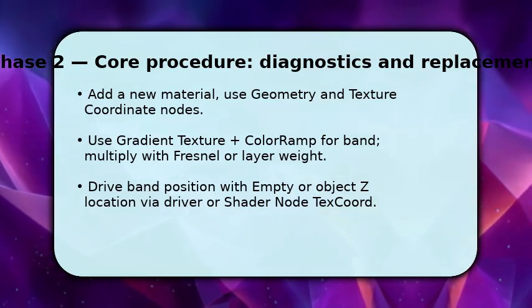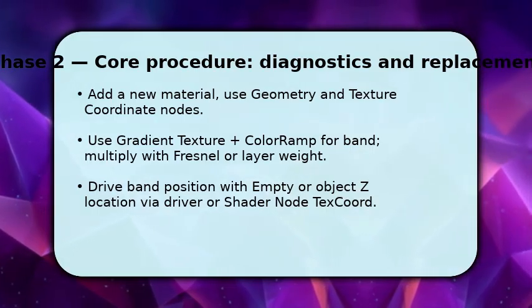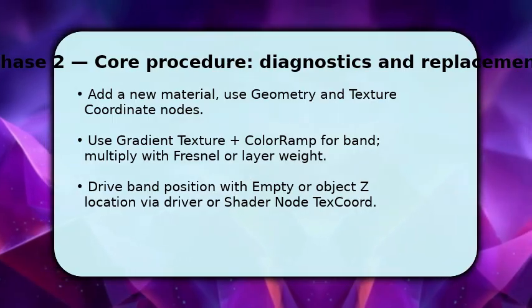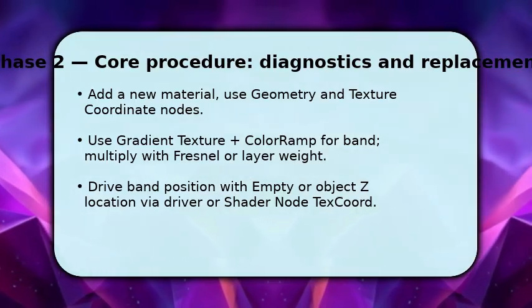To animate, parent an empty to the band and use that object's Z location in a driver or shader node texture coordinate to offset the gradient. Make sure the ramp's interpolation and contrast match the intensity you want.